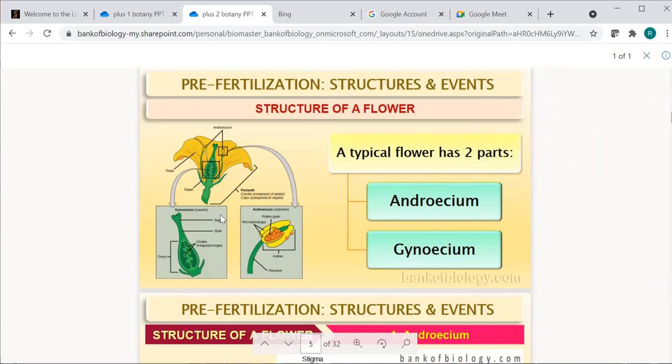Okay. So a flower has two essential and two non-essential parts. What are the two essential parts?